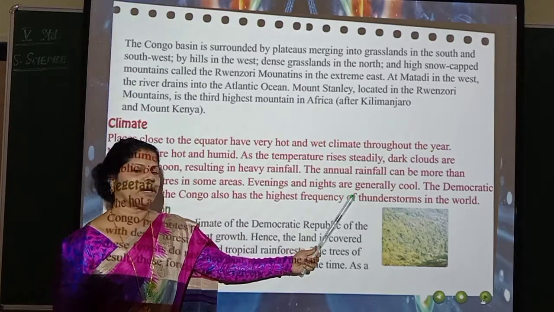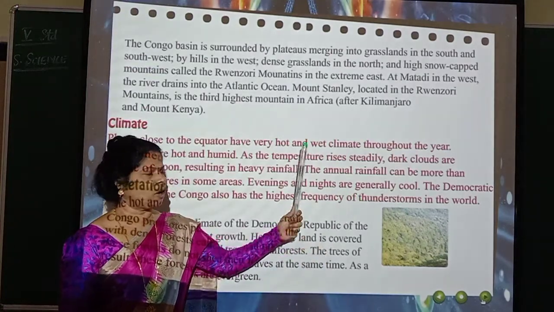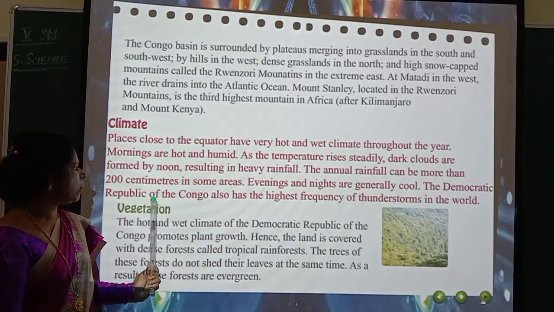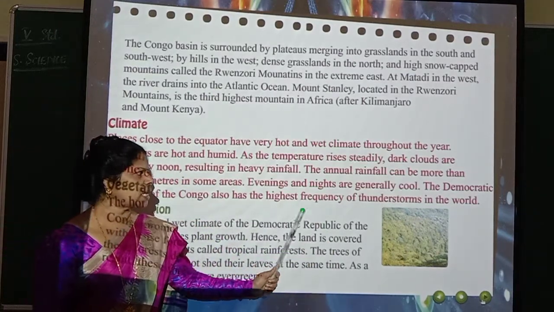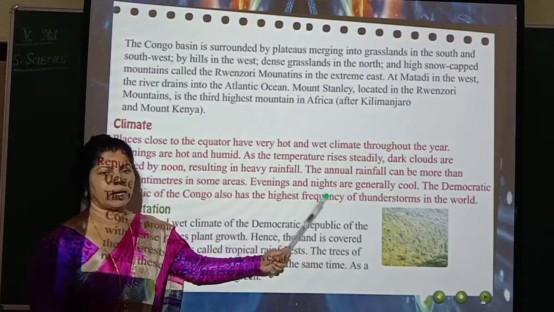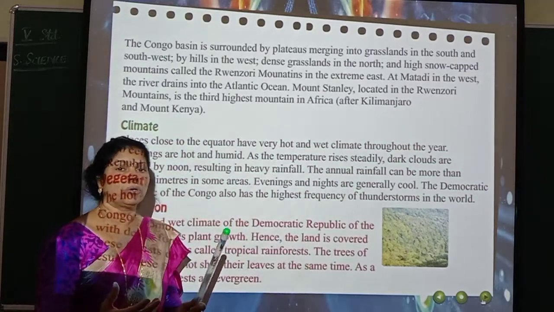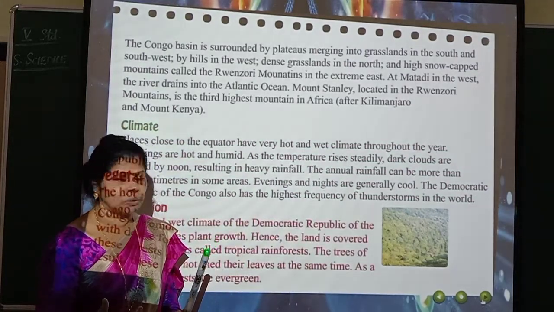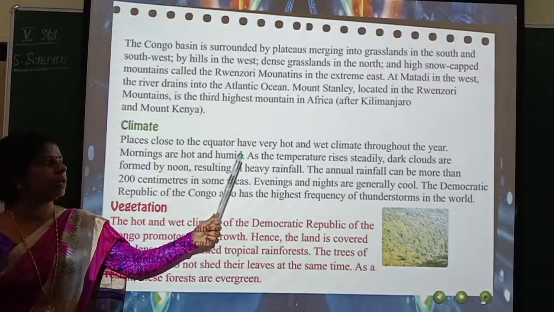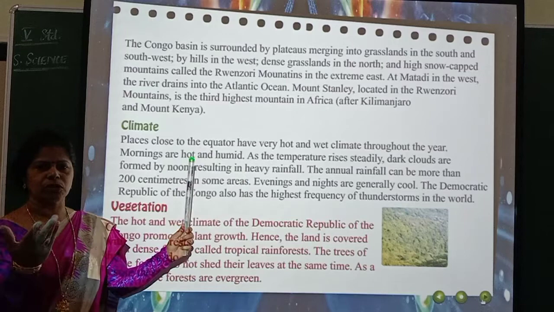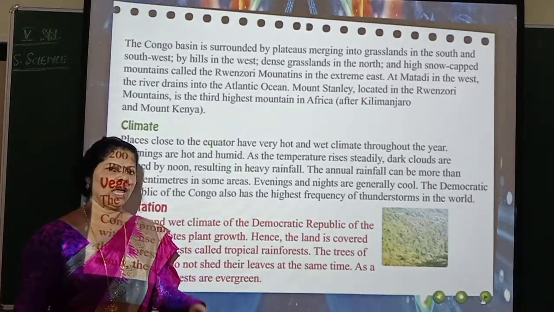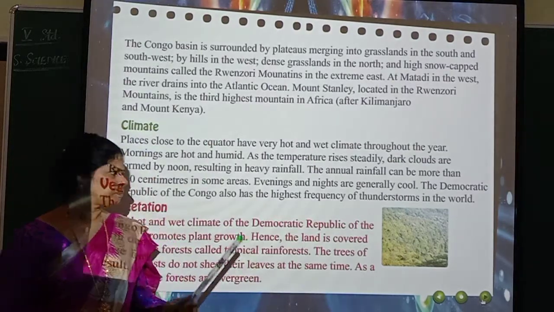Evenings and nights are generally cool. So morning is very hot, but evenings and nights are generally cool. The Democratic Republic of the Congo also has the highest frequency of thunderstorms in the world. Heavy thunderstorms. This is because it is in the equatorial region, so there is heavy rainfall as well as sunlight always.